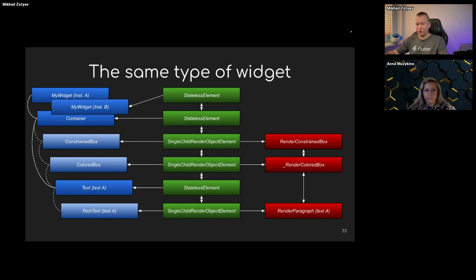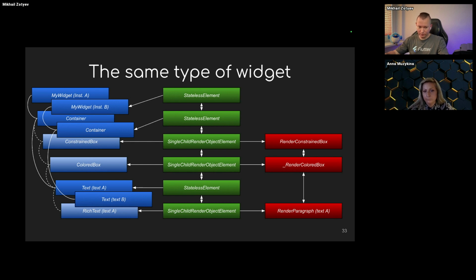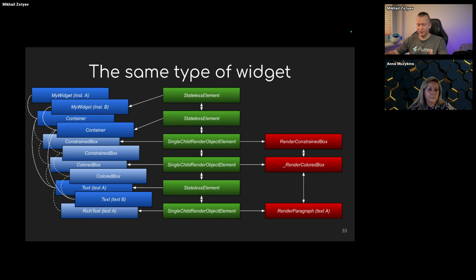But then we need to build a subtree to decide what's happening inside. So we know that it's a container around the text. The next stateless element has a link to container, and the new widget is also container. So the same type, can be updated. Again, we need to build the subtree. The subtree is built and we move to the next level of this subtree. So we have a single child render object element. It's connected to constrained box, and the new widget is constrained box. Same type, can be updated.